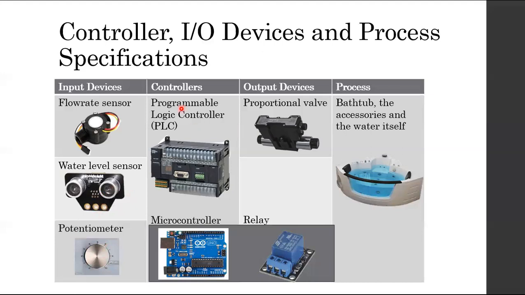We may use the PLC or programmable logic controller for our controller, or we may use microcontroller. But if you're going to use the microcontroller, you still need a relay. Okay, but if you're using a PLC, you don't need a relay because inside the PLC are a combination of thousands of relays already. Now, it has a relay function inside. And we need a proportional valve and, of course, the bathtub for our process.